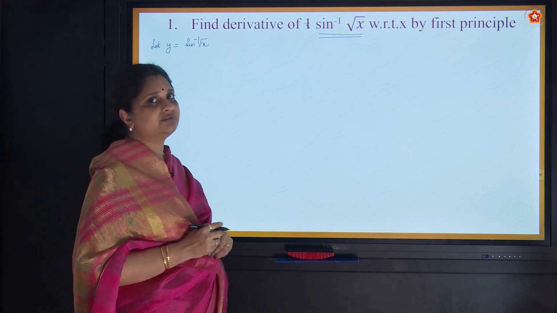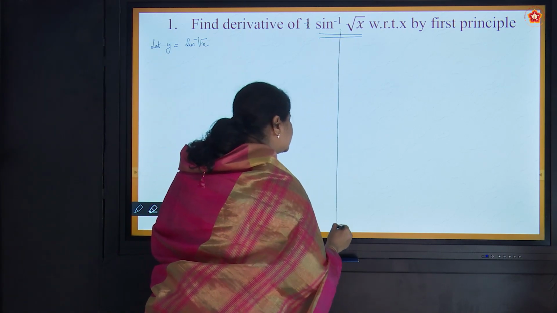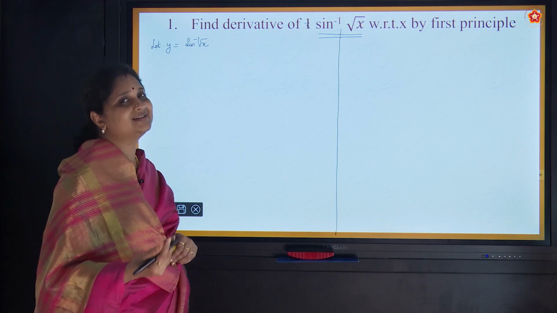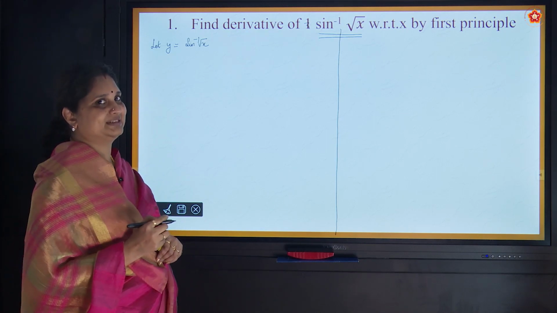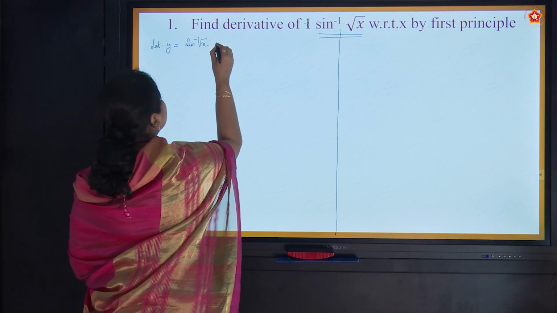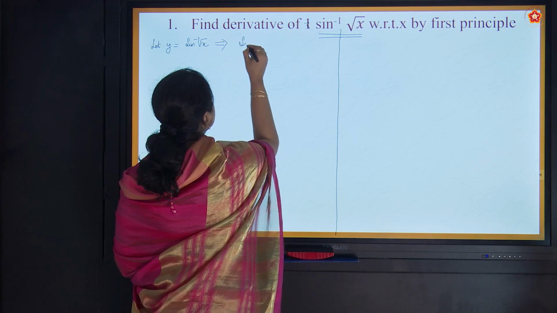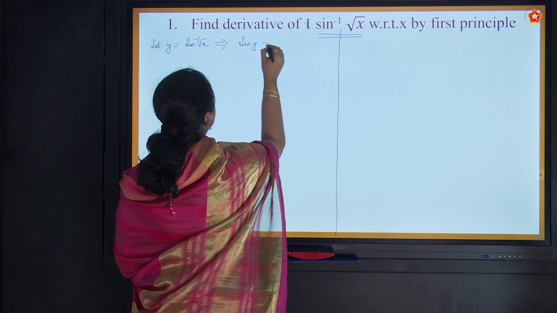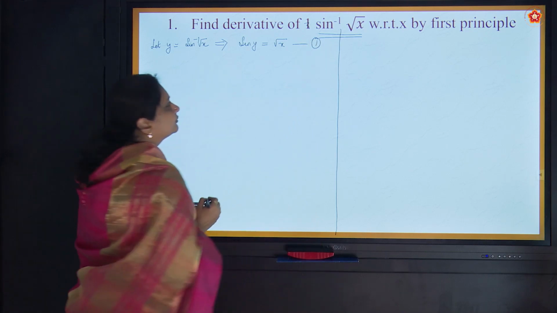Since we are dealing with inverse functions, it's always easier to deal with trigonometric functions than inverse functions, right? I know you all would accept what I said now. So, I am planning to convert this into a trigonometric function. From this relation, I can see that sine y is equal to root x. Let me name this as 1.